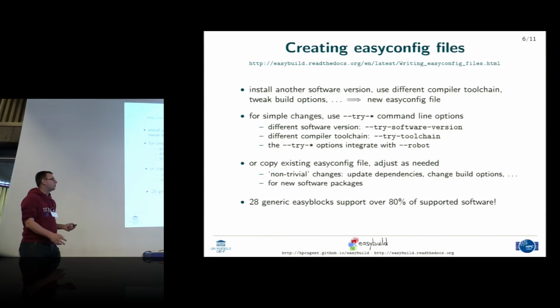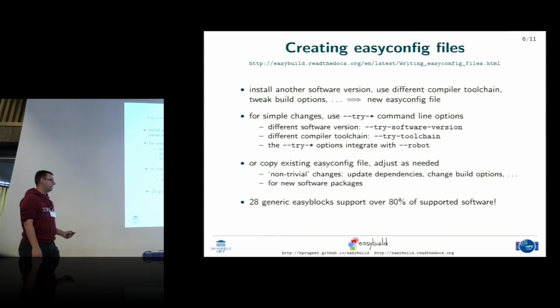Of course, for more complex changes like updating individual dependency versions or changing configure options or something like this, you would copy an existing easyconfig file and then start tuning it to your liking. And also for new software packages that EasyBuild does not know about yet, you would compose a new easyconfig file, tell EasyBuild, use this EasyBlock for it. You can download the sources there. And then maybe you want to specify particular build options.